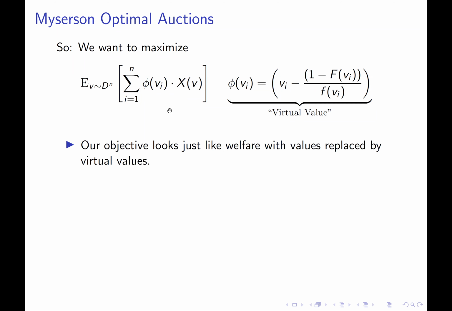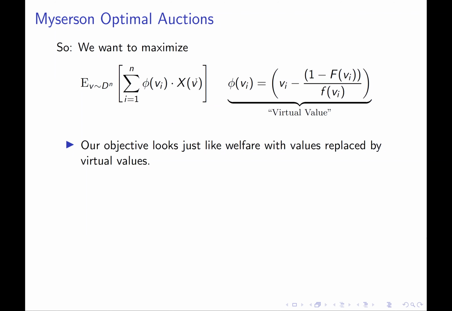And if you stare at this, you'll notice that this looks just like the welfare objective. What's the social welfare? Well, it's just the sum over all of the bidders, i, of the value that bidder i has times the allocation that we give to bidder i. Well, this is just the same thing. It's the sum over all of the bidders, i, of their virtual value times their allocation.